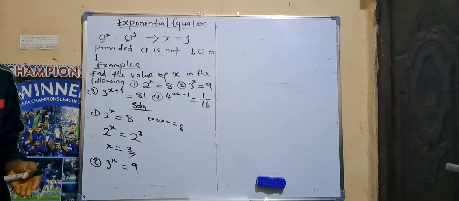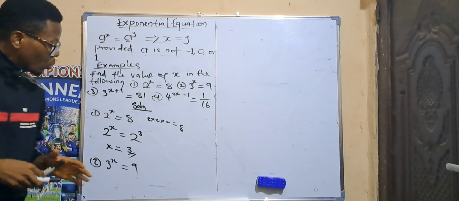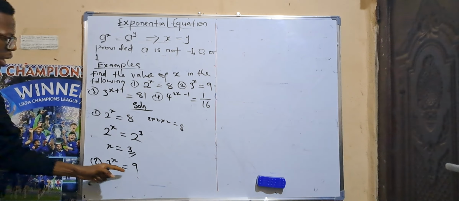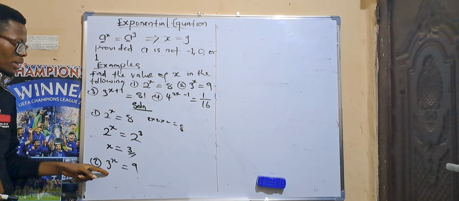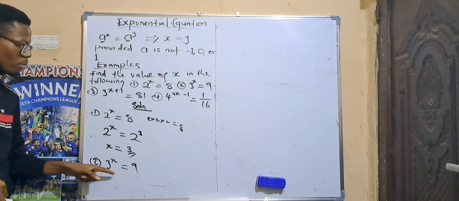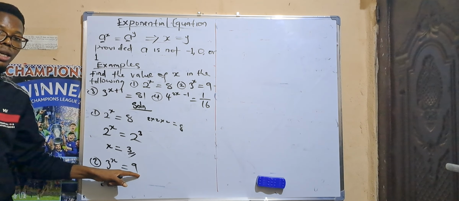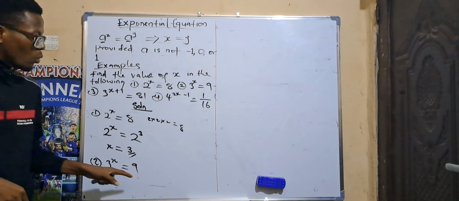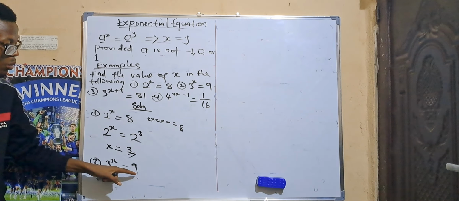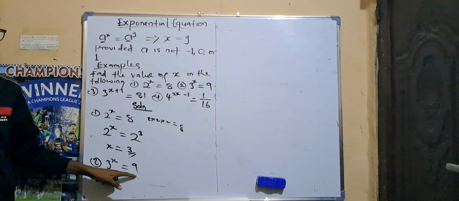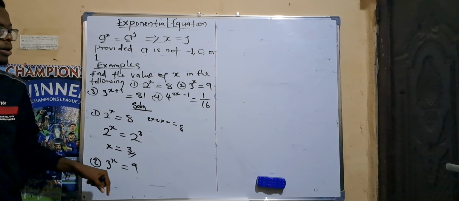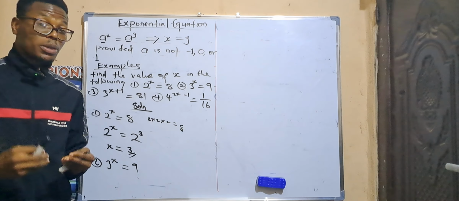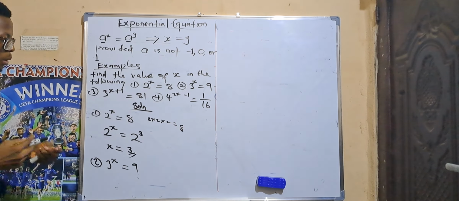Now, number 2, we have 3 raised to the power of x equal to 9. Another thing we are going to do here is make sure that this 9 has the same base. Make sure that this 9 here also has the same base as this. Are you getting it? So we'll replace this 9 with 3 with a power, and that power, when we multiply the 3 in two places, must be equal to 9.